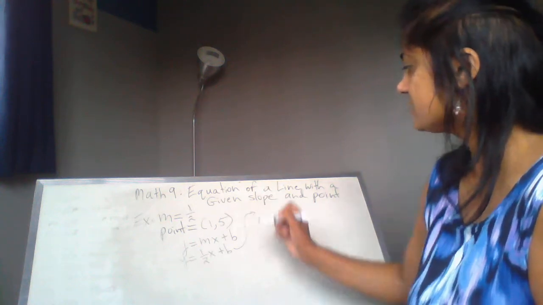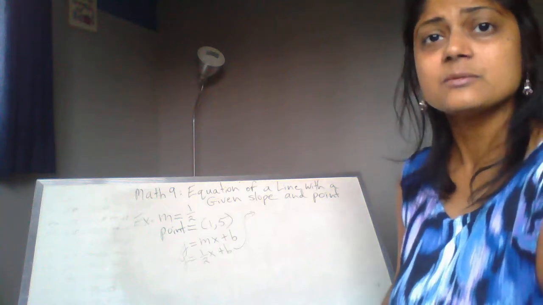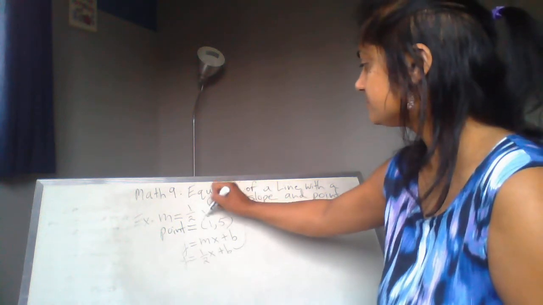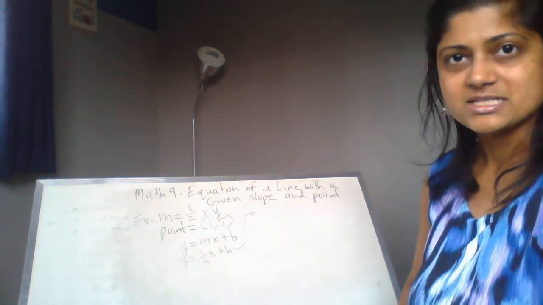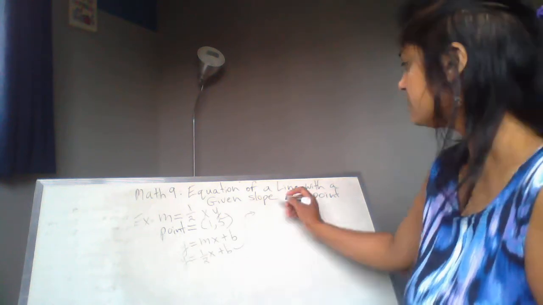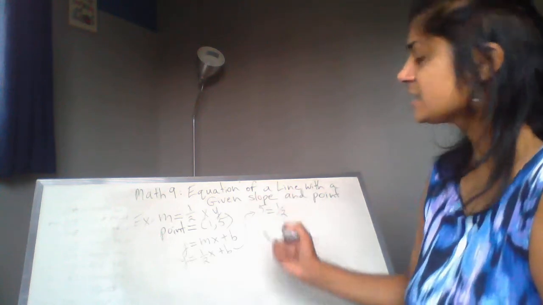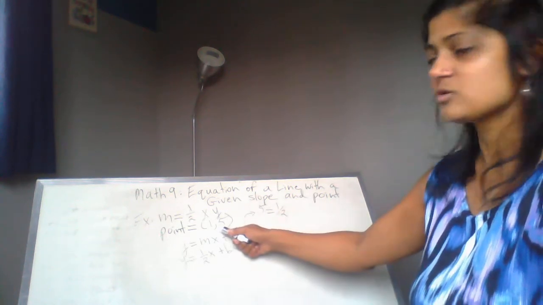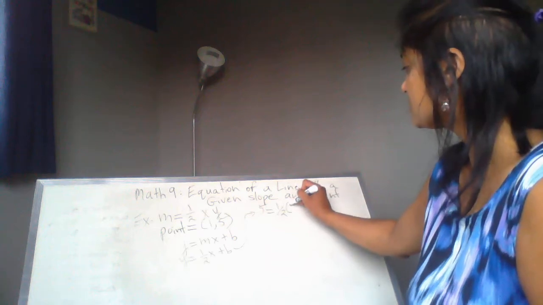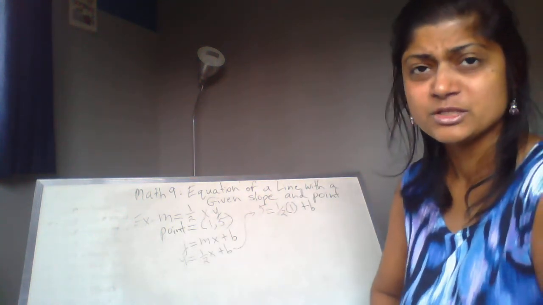And after you plug in the value for m, I'm going to take my point, and I'm going to use the x and y of this point and plug it back into this equation. So I see that the y is equal to 5. So I'm going to do 5 = 1/2, and the x value here is equal to 1. We're going to do times 1 plus b. Is everyone good so far?